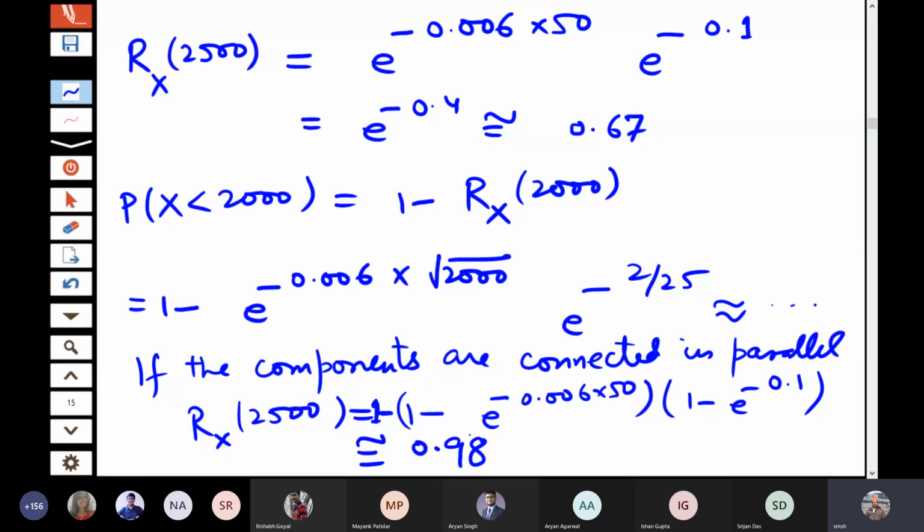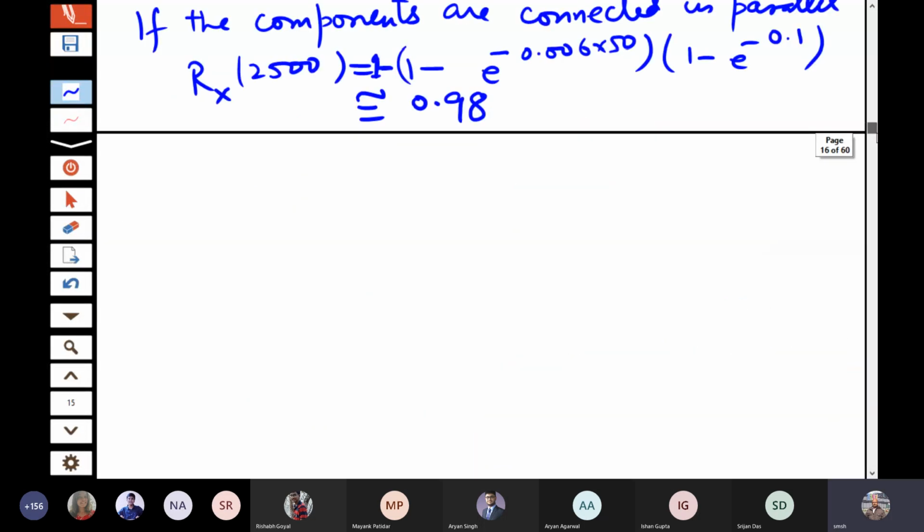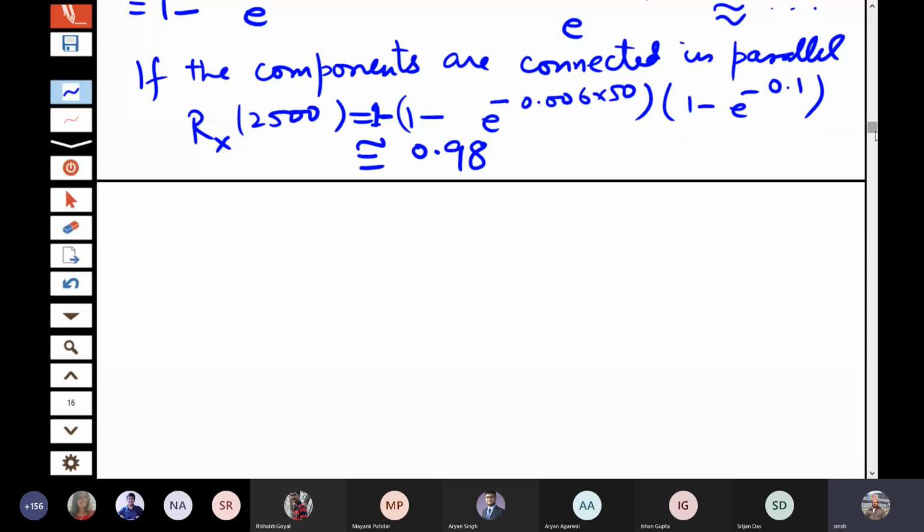So it is very interesting. See, if the components were connected in series, the reliability was just 0.67, and if they are connected in parallel, the reliability increases to 0.98, which is very, very high. Okay. So is this concept clear? The reliability of the series and parallel systems, and of course any general system will be a combination of various such things. Okay.